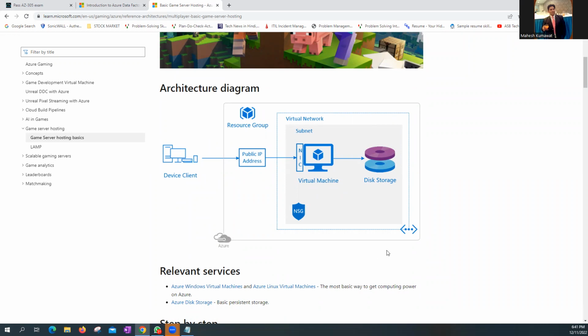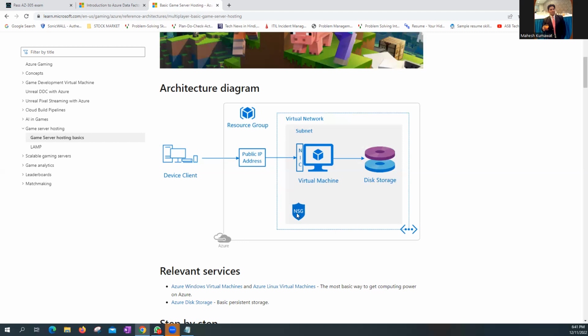This is the Azure environment. I'm hitting the public IP address of your gaming company. Suppose you have some gaming website. So I have hit the public IP address, which hits the NIC, the network interface card, in the VNet, and the virtual machine is working. Your game is configured there, and at the back, the disk storage will be there.